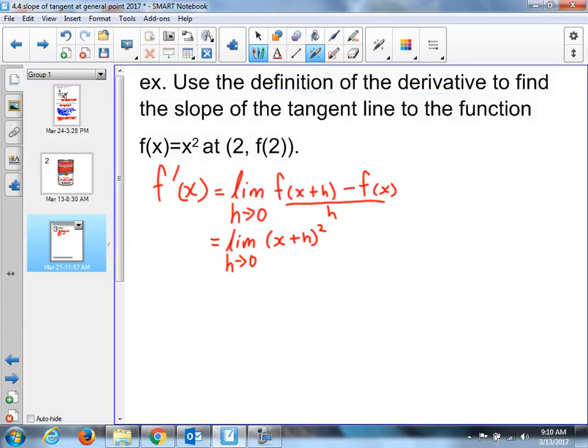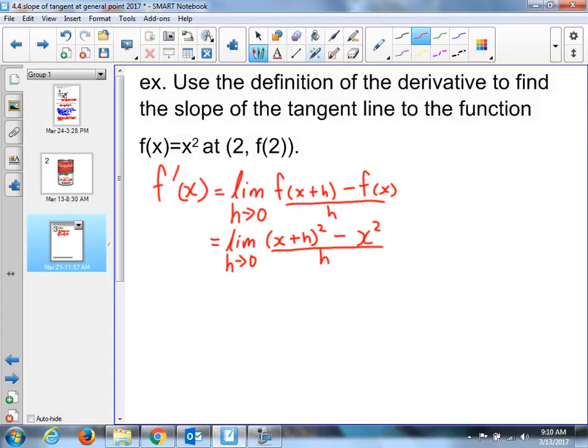It seems like more work. It's about the same amount of work, actually. But it's a shortcut. It's a time saver if you have to do many evaluations. And I'll talk about that at the end. So minus f of x, that's just the function, x squared here, all over h. Can't do anything yet.